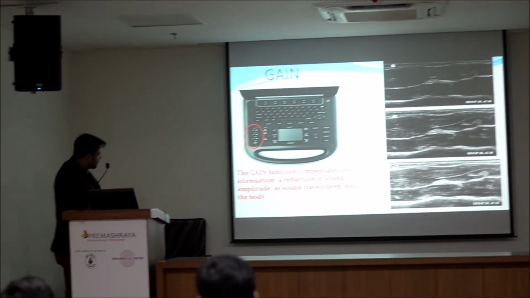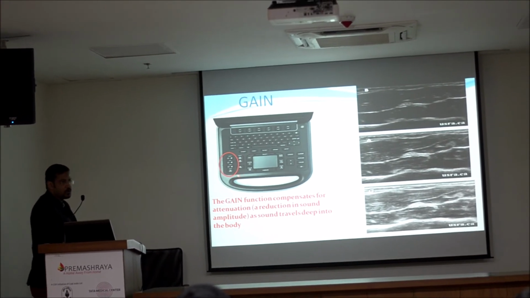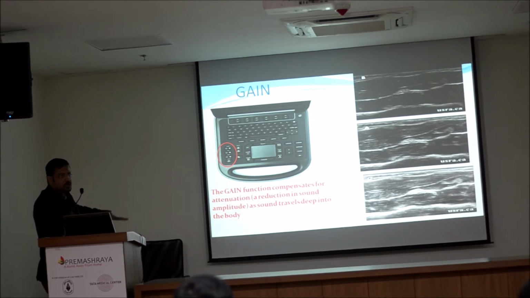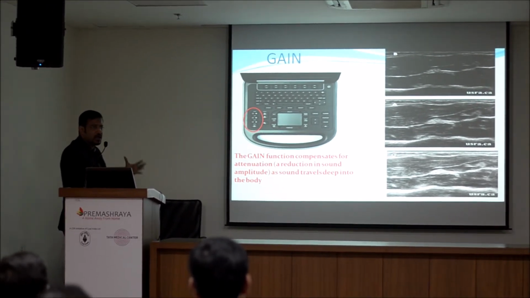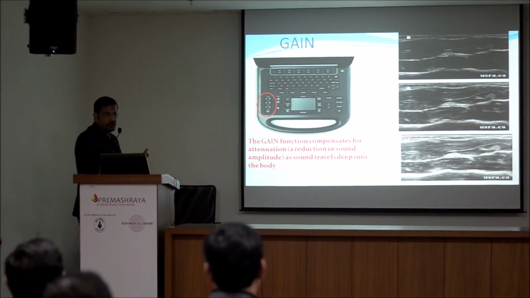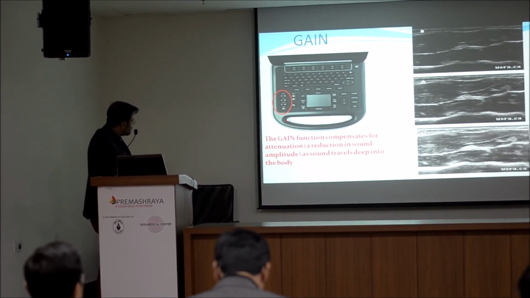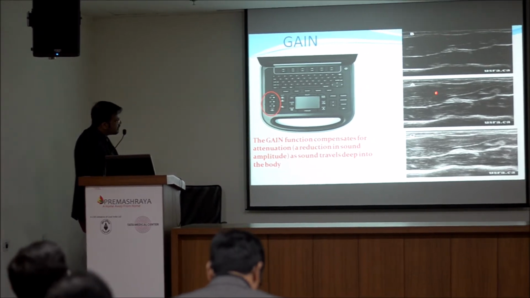Now gain function. This button is the most important thing. This is the auto gain button. Once you press it, the machine automatically adjusts the gain. Gain is nothing but the brightness of your TV. Okay? And these buttons are for time gain compensation. Now see these structures.